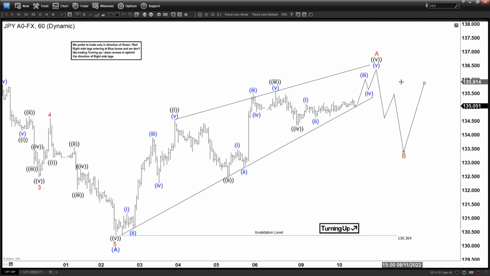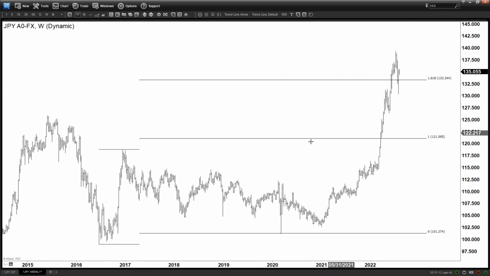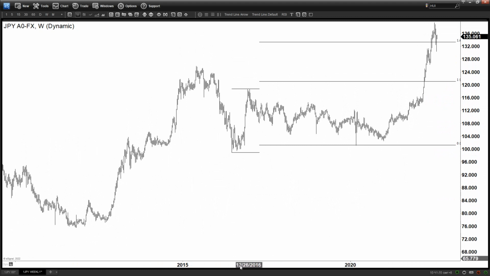Now let's zoom out a little bit to get some ideas of the US dollar yen. If we take a look at the weekly, okay, I'm going to be focusing now. You just look at the weekly. This is as bullish as it gets, right? This is as bullish as it gets. You can see, very bullish.